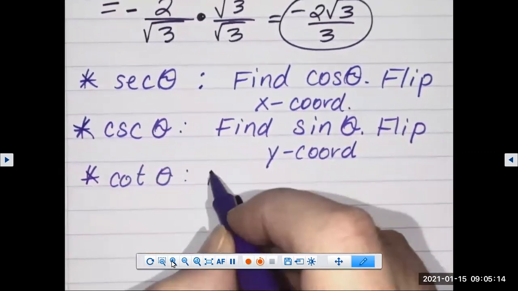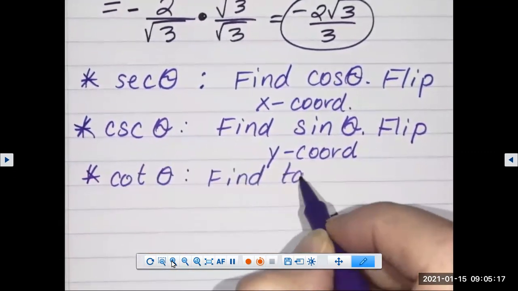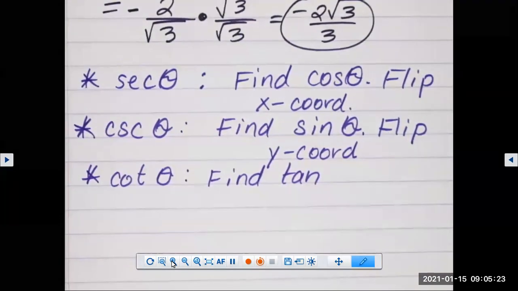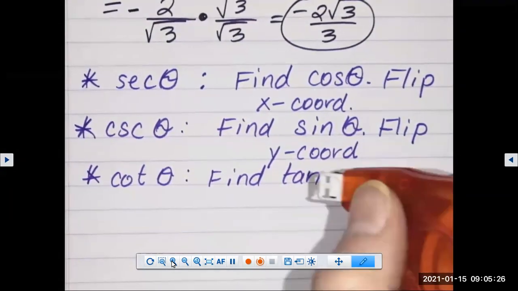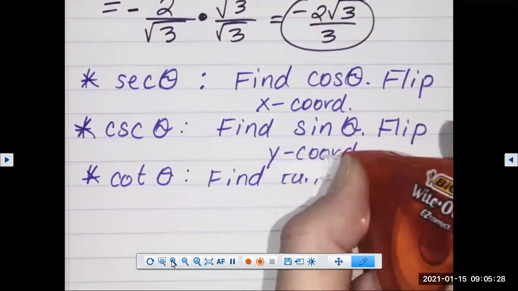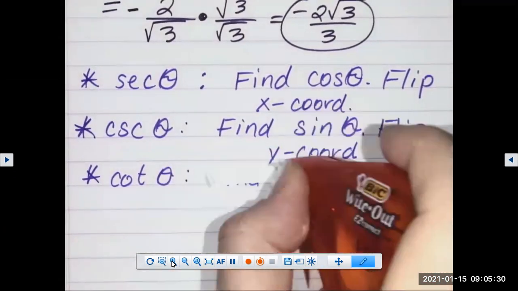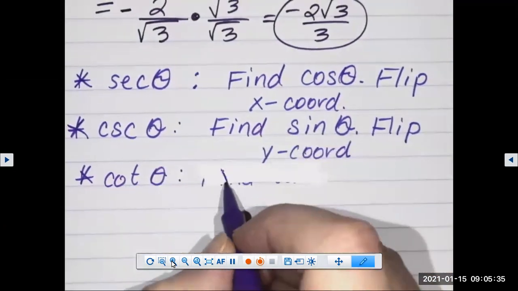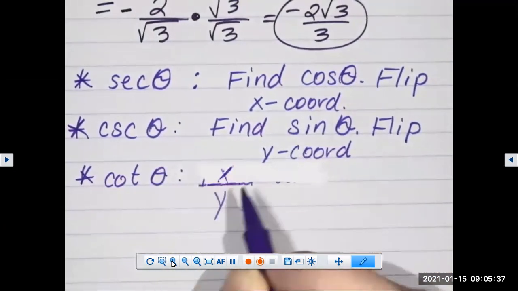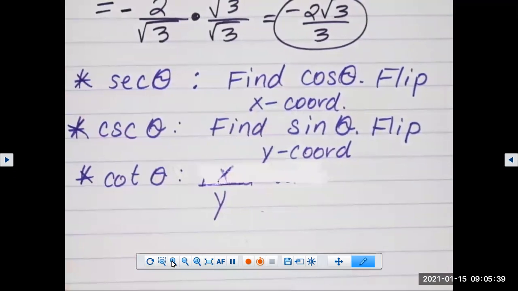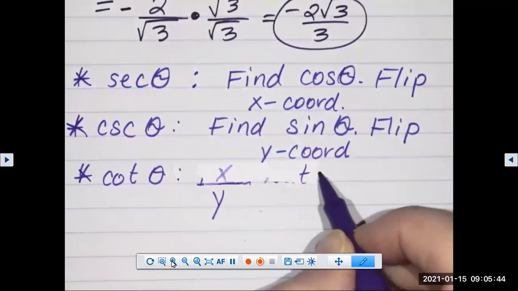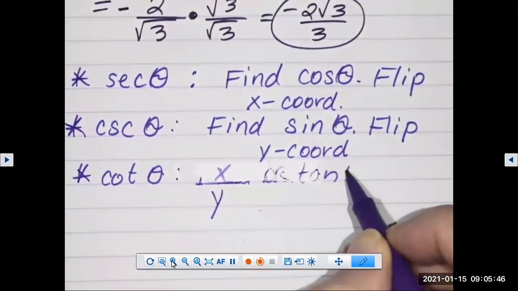Cotangent of any angle, you find the tangent value. It's going to be the easiest thing for cotangents. All right, cotangent, you can set your x coordinate over your y coordinate and simplify it. So cotangent, take your x, put it over your y and simplify it, or it is tangent flipped. Either way you want to think about it.